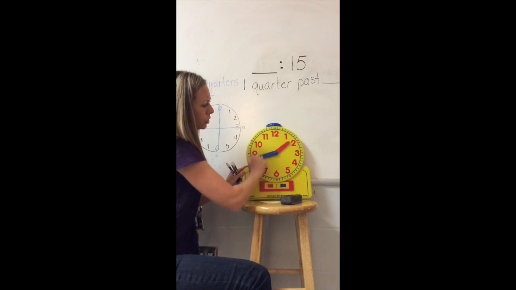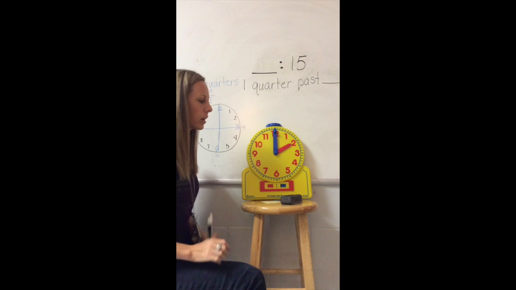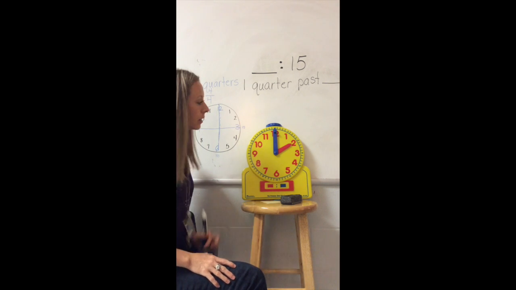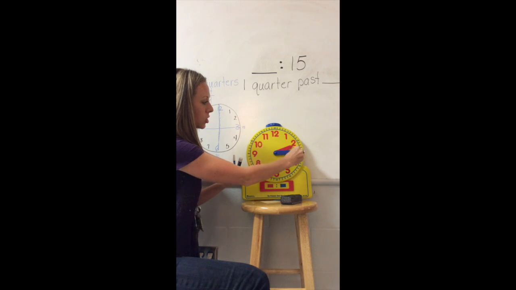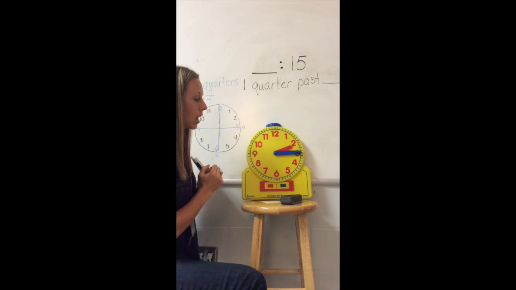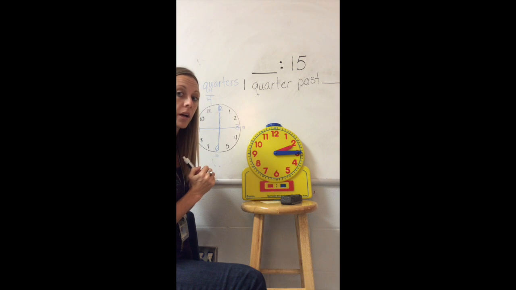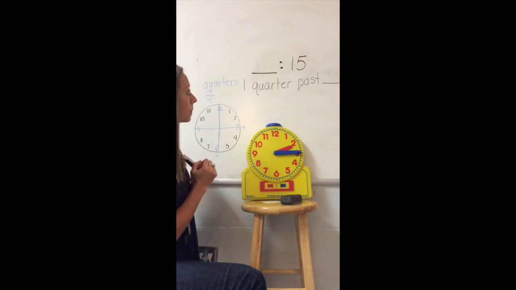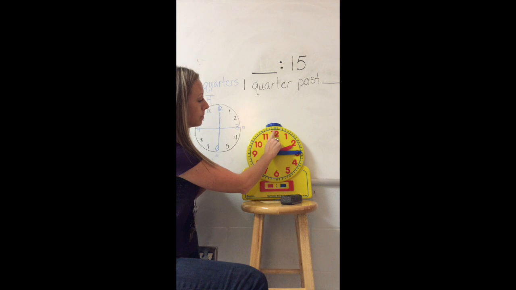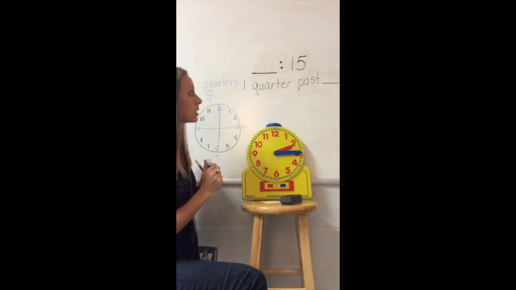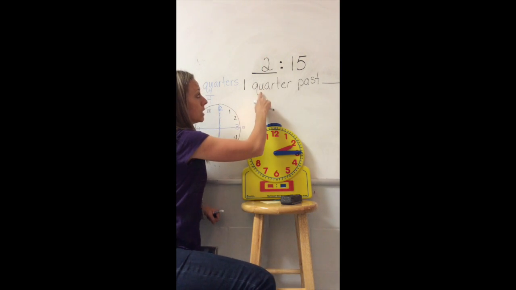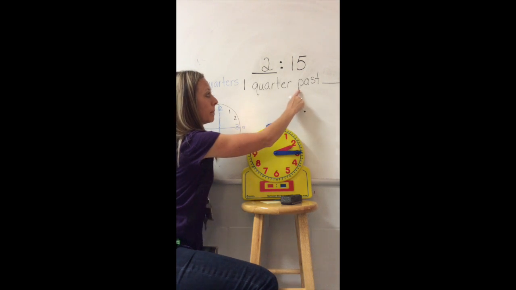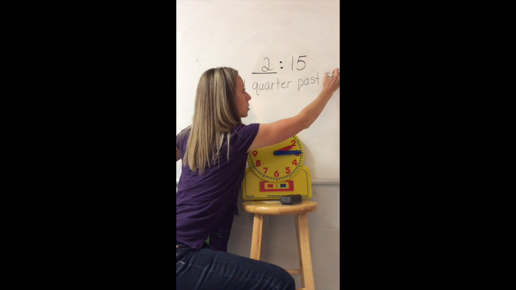Okay, so let's go ahead and take a look at the clock. Let's start with 2 o'clock. Right here we are smack dab on 2 o'clock. If I go 1 quarter past 2, how many minutes past 2 o'clock have I gone? Let's count them. 5, 10, 15 minutes.